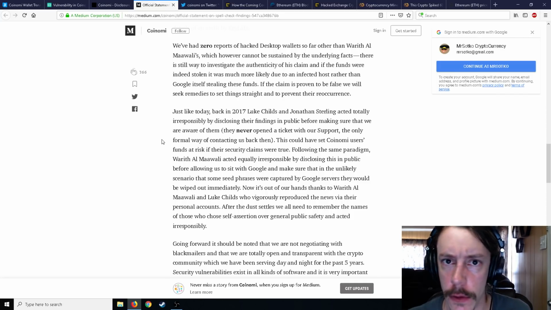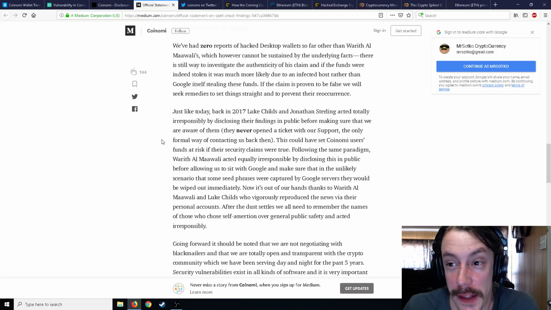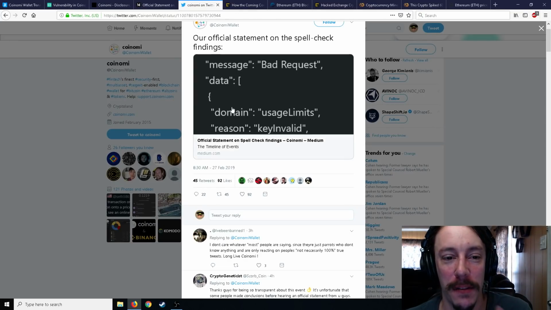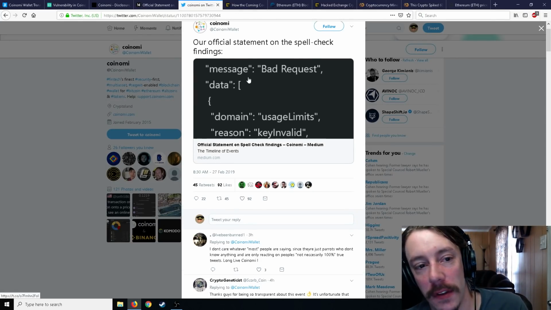Well, they tried to tell you for a while. I bet a lot of people probably tried to tell you that you weren't using SSL encryption. So you're basically just sending everything, all the information out. It's shocking. So now let's move on to our official statement on the spell check findings.